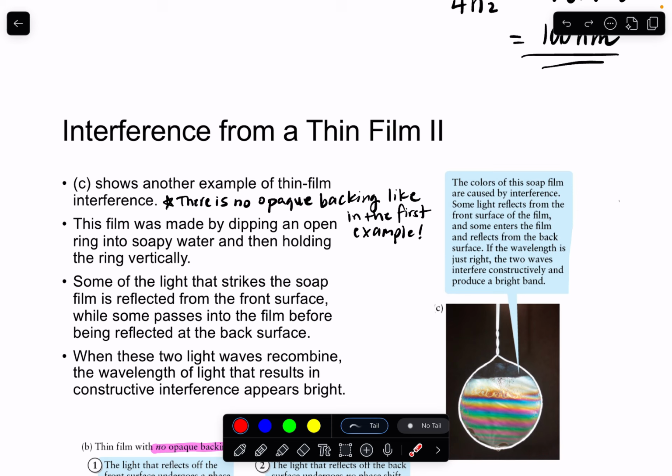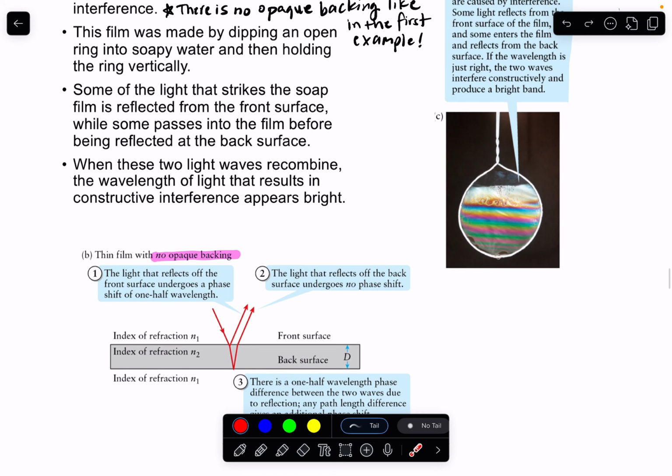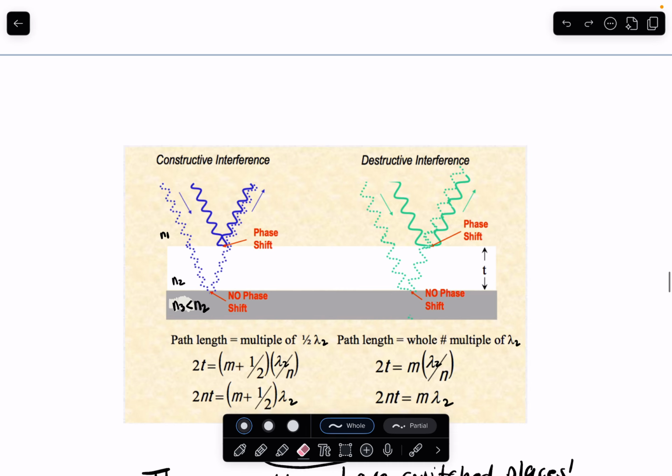And so that's the second type of thin film. There is no opaque backing, okay? Air is on both sides, or the same index of refraction on both sides. And then even more generally, it could just be any index of refraction that is less than this one. That's written here. Okay.